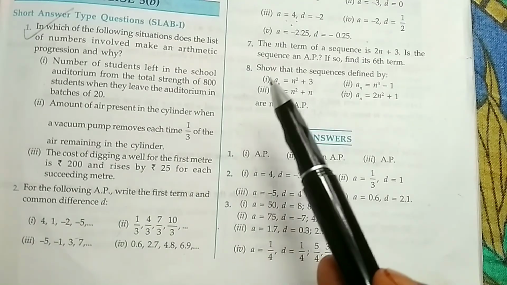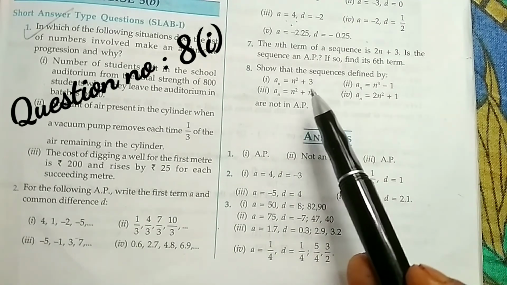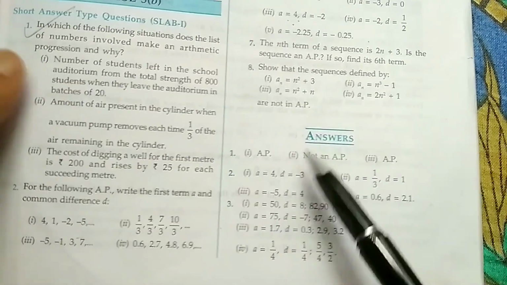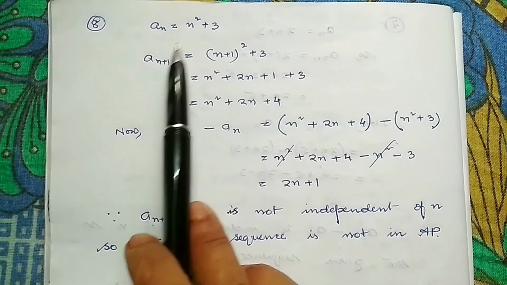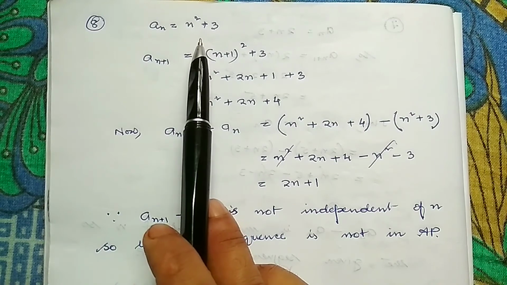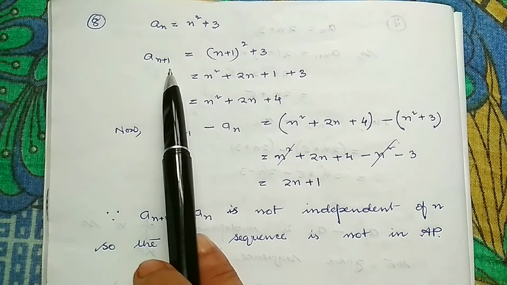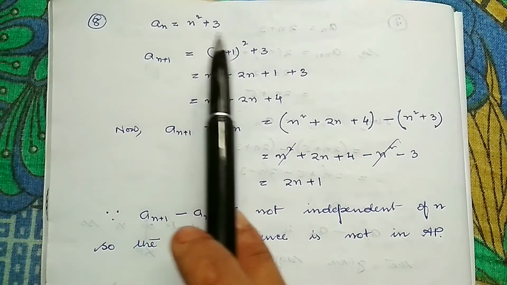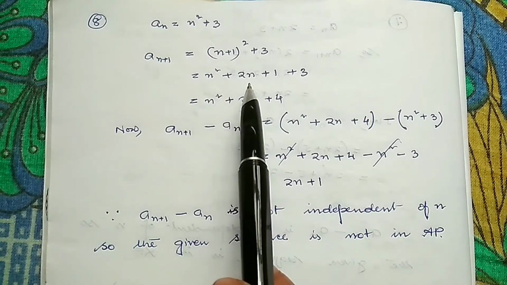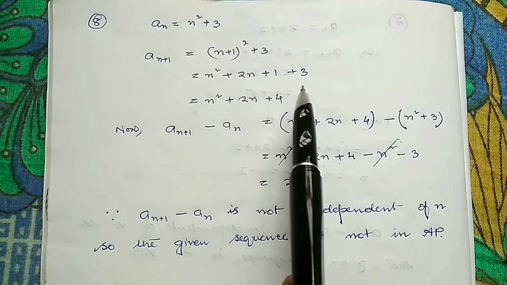Question number 8. Show that the sequences defined by a n is n square plus 3 are not in AP. Here I am doing only one, rest you can do yourself. Now in this question it is given a n is n square plus 3. In the previous sum I told you, whenever this type of sum is there where you are to show they are in AP, you have to find its next term. A n plus 1 will be n plus 1 whole square plus 3. a plus b whole square, all of you know this formula. a square plus twice ab plus b square, plus 3. N square plus twice n plus 3 plus 1, 4.